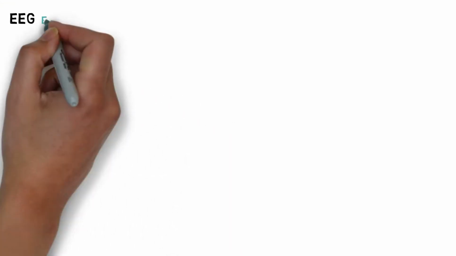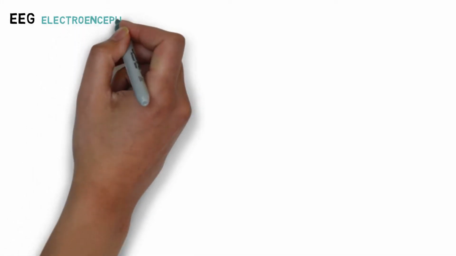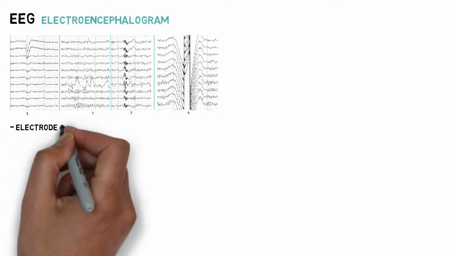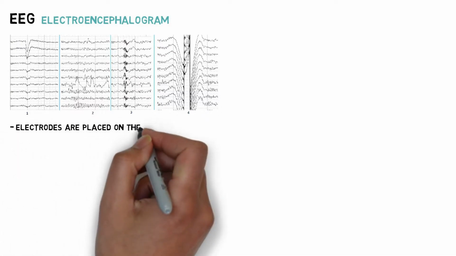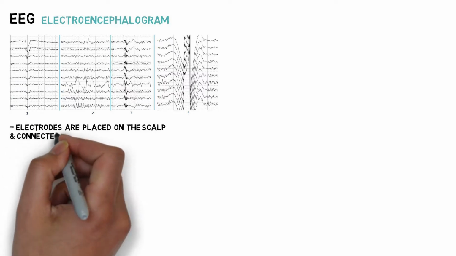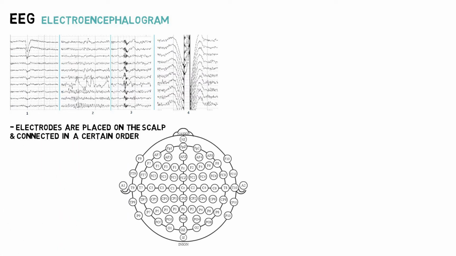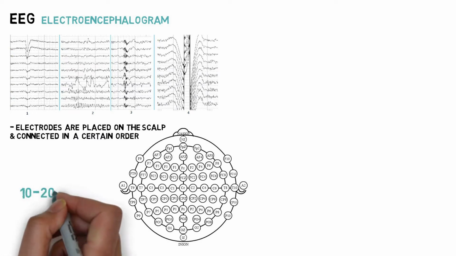This is the video on EEGs. An EEG is an electroencephalogram, or a recording of the electrical impulses of the brain. The electrodes are placed on the scalp in a certain order and are connected to each other in a certain order. There can be up to 128 electrodes placed, but the most recognized method is called the 10-20 system.